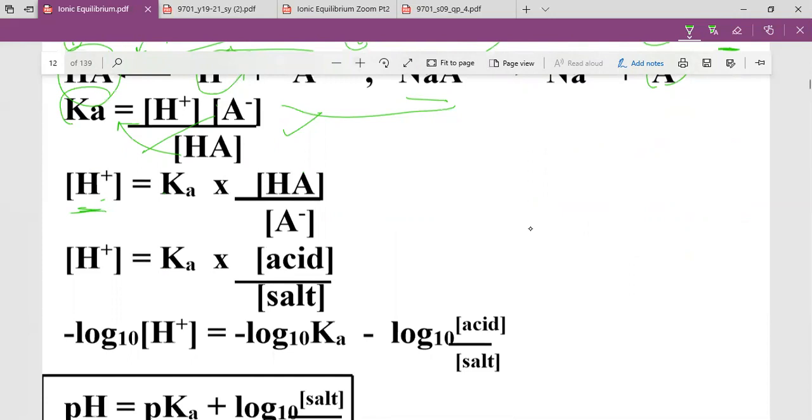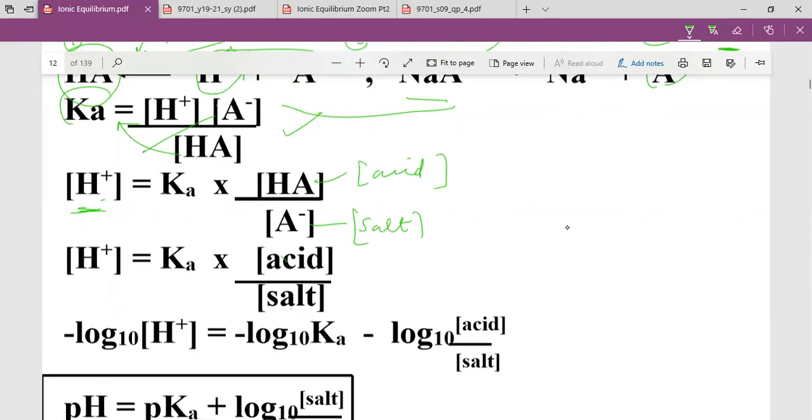So now here is your A minus. Now A minus here comes mainly from where? From the salt, right? Because the A minus that came from the acid is only very small. Now the HA is also mainly from the acid only, because the acid hardly ionizes. So H plus is equal to this. Okay, so now I put acid here and salt here.